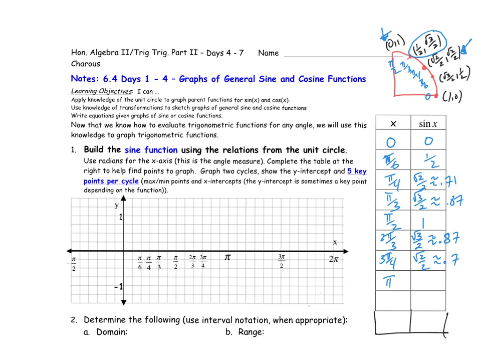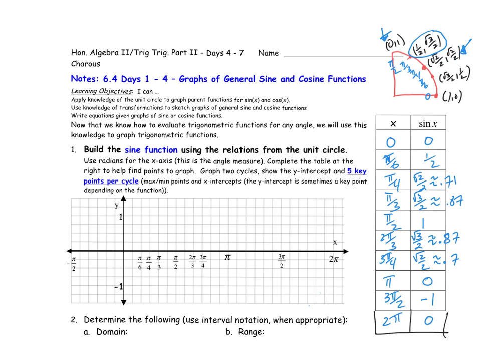Next angle I'm going to pick is pi. The sine of pi is 0. And now I'm going to pick fewer points, because once we see the general shape, we don't need so many points in between. I'm going to pick 3 pi over 2. Sine of 3 pi over 2 is -1. And sine of 2 pi, we're going back full circle, literally, is 0.